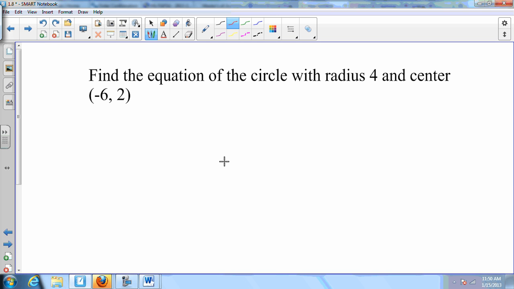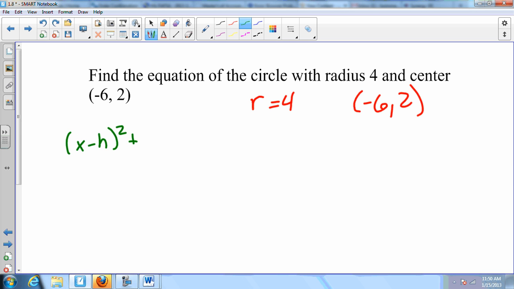We're going to find an equation of the circle with radius 4 and center (-6, 2). We're going to plug this into our equation. X minus h squared plus y minus k squared equals r squared. So we have r, we need r squared. So we square both sides and get 16.